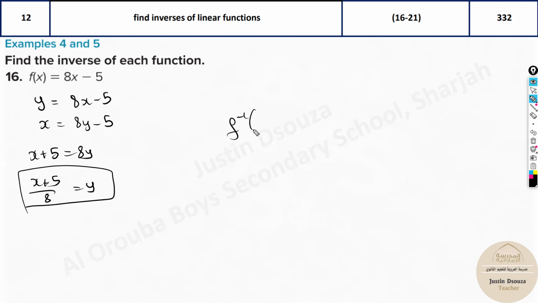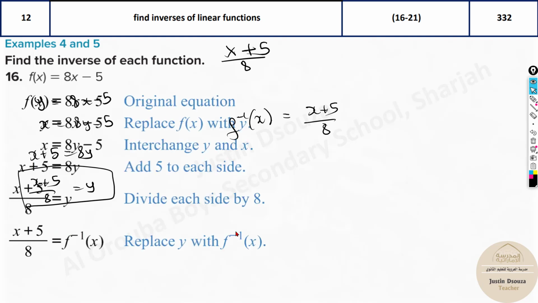The answer will be f inverse of x, since this y is the inverse, equals x plus 5 by 8. That's the answer. Now looking over here, you can see that this is simplified. There are no brackets over here. So look at this x. Next to it is minus 5, which becomes plus 5. And before it is 8, which is multiplication, and it becomes division. That is the inverse. That's it. So this would be the final answer.